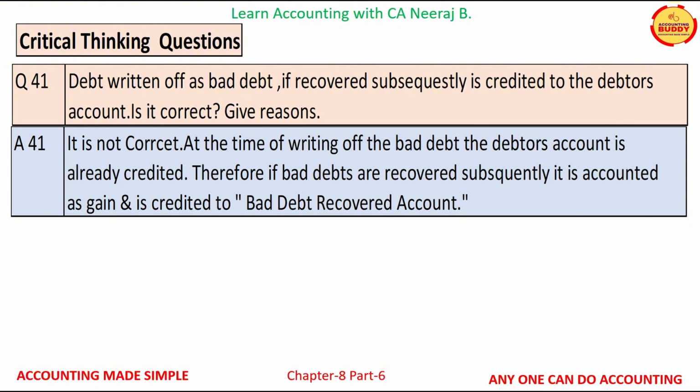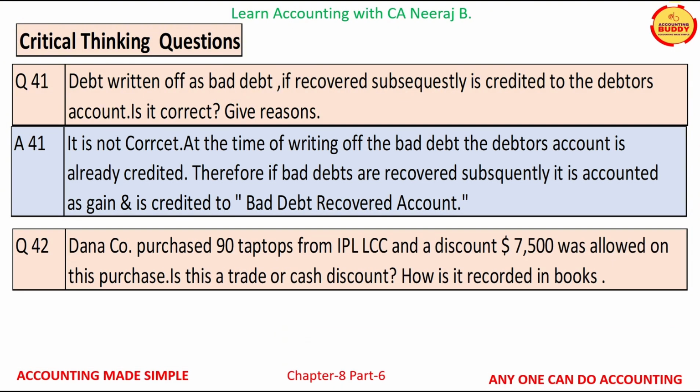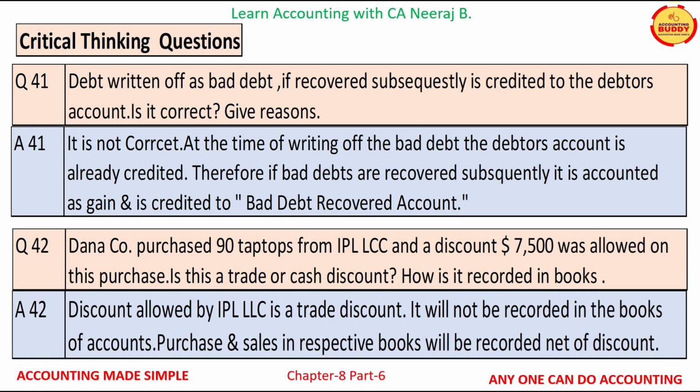Question number 42. Dana Company purchased 90 laptops from IPL LLC and a discount of $7,500 was allowed on this purchase. Is this a trade or a cash discount? And how is it recorded in the books? The answer is, discount allowed by IPL LLC is a trade discount. It will not be recorded in the books of accounts. Purchase and sales in respective books will be recorded net of discount.